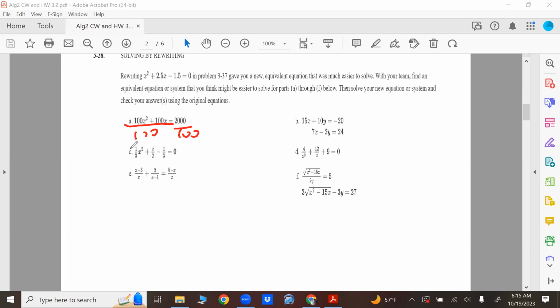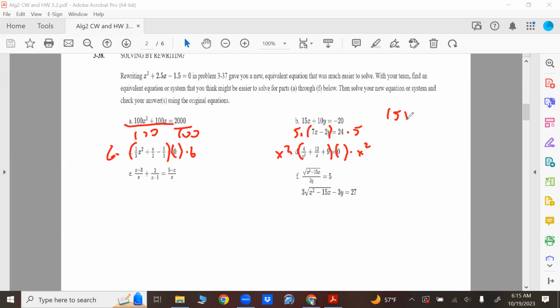What I do here is probably multiply everything by 6. For D, multiply both sides by x squared. For this, I'd probably multiply this by 5 and then add the equations. That's a system of equations, by the way.